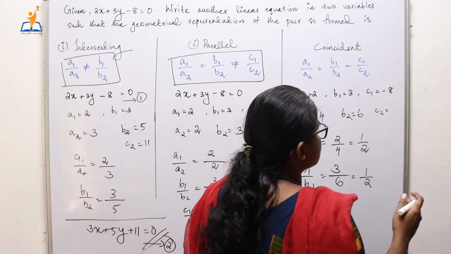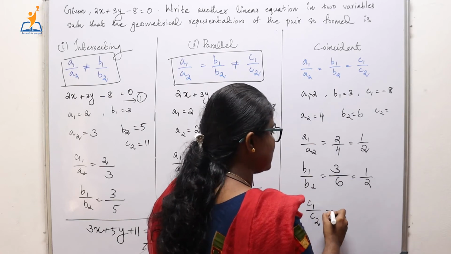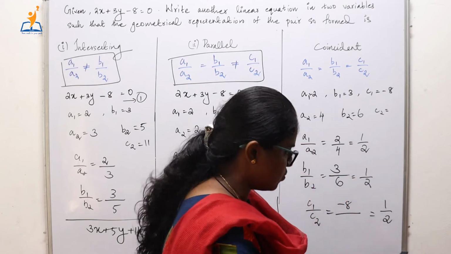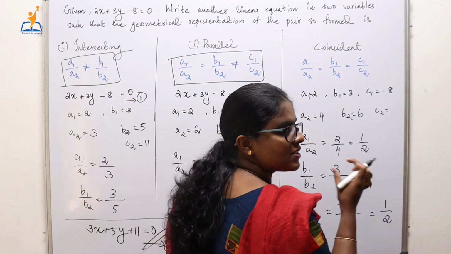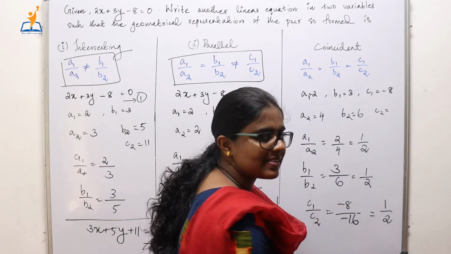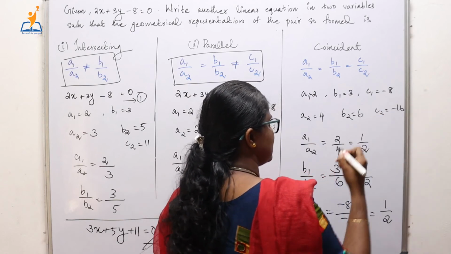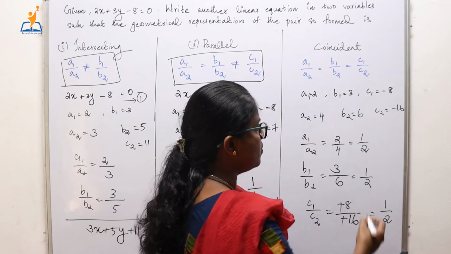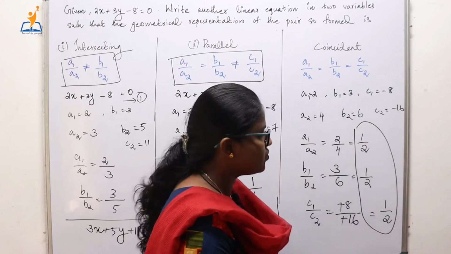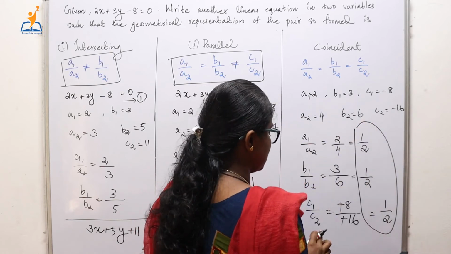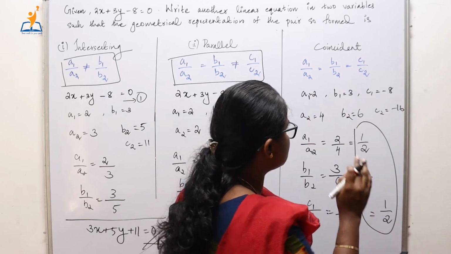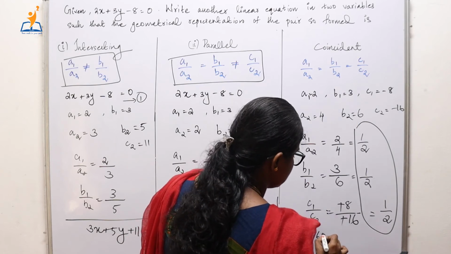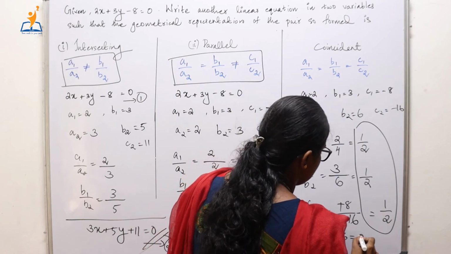Now c1 is equal to minus 8. Now c1 by c2 equals minus 8 by something, which should be equal to 1 by 2. So in order to make this fraction in the simplest form 1 by 2, I have to take minus 16 as my c2. So minus 16 is my c2. Now the negative and negative cancel. 8 by 16 is nothing but 1 by 2. Now all the three ratios become 1 by 2. So we got a2 equal to 4, b2 equal to 6 and c2 equal to minus 16. So this is our equation, that is 4x plus 6y minus 16 equals 0.